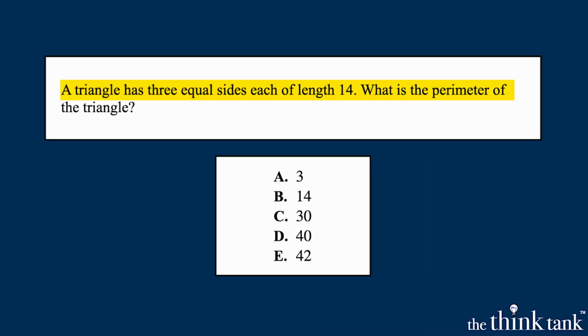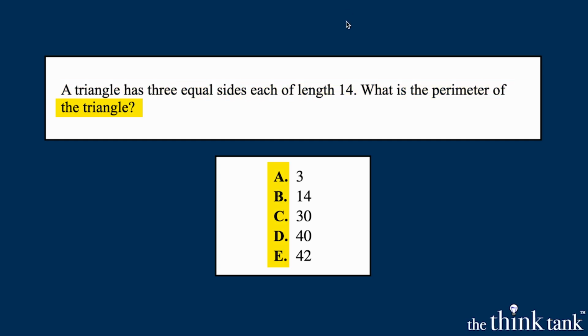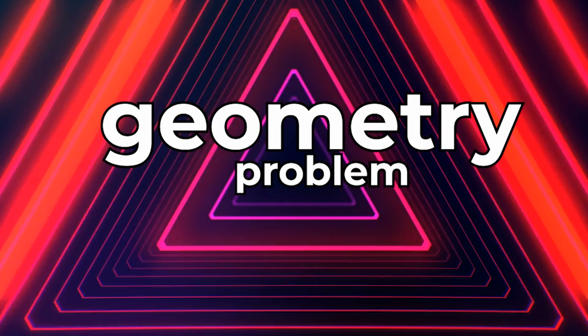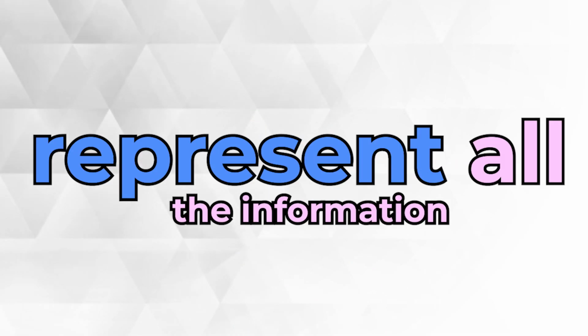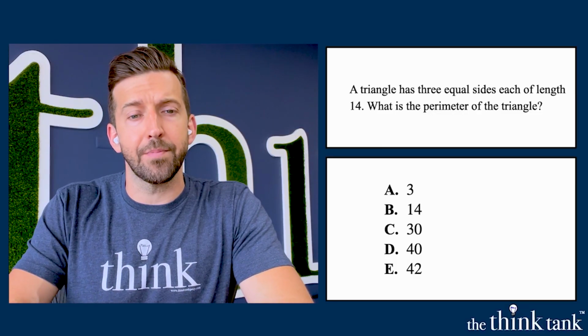A triangle has 3 equal sides, each of length 14. What is the perimeter of the triangle? All right, when you have a geometry problem, but there's no picture drawn, guess what? The first step is usually draw the picture and try to represent all the information visually. Please do that on your paper right now.